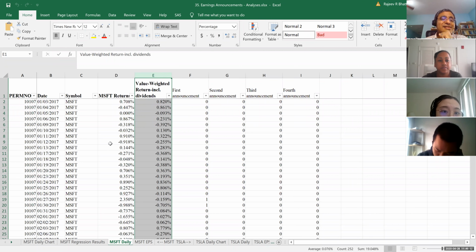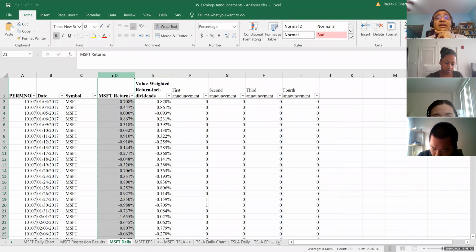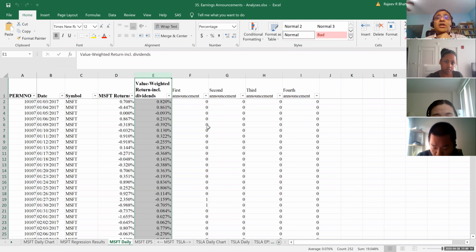Yes. Okay. All right. So this here is Microsoft daily data for 2017. That's just like what we have seen before. Column D is Microsoft's daily returns. Column E is the value weighted daily returns.